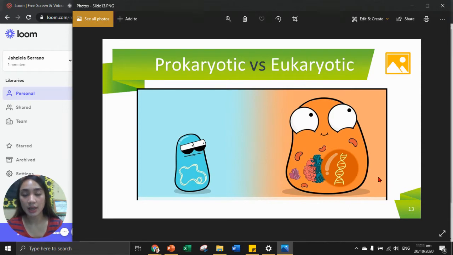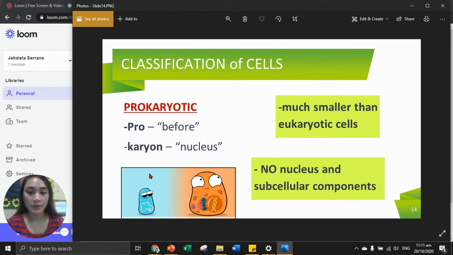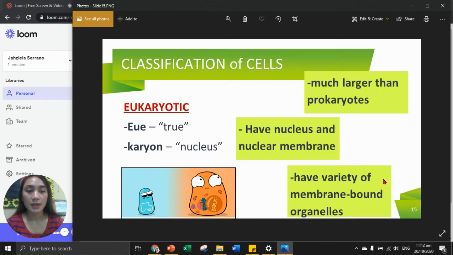Okay, let's go to prokaryotic and eukaryotic cells. If you haven't watched the video that I sent in our Google Classroom, you should be able to understand easily because the video has animations. So this one is a prokaryotic and a eukaryotic cell. As you can see from the picture, prokaryotic cells are much smaller than eukaryotic cells. Obvious naman. And the meaning of prokaryotic: pro means before, karyon means nucleus. So, before nucleus. And it says here, no nucleus and no subcellular components. Eukaryotic, on the other hand, is much larger than prokaryotes, and it has a true nucleus. It has a nucleus and a nuclear membrane. It has a variety of membrane-bound organelles. So if you notice, it has many organelles.